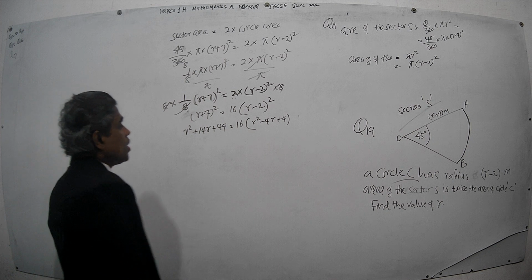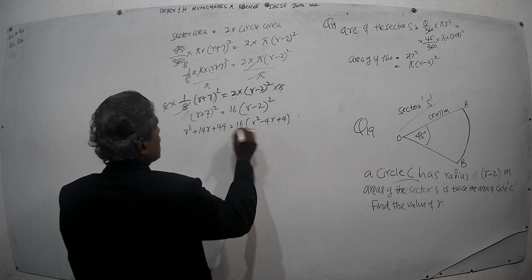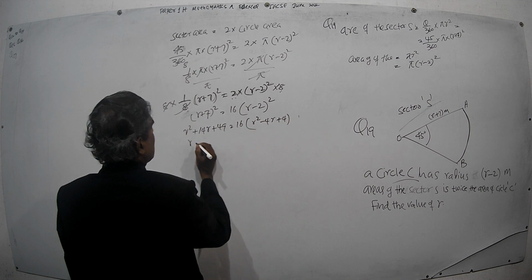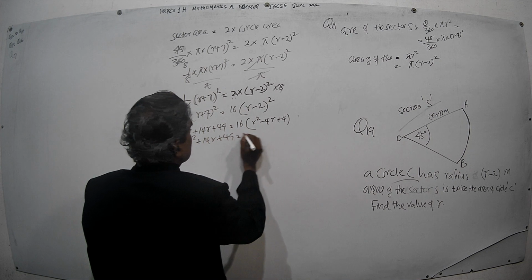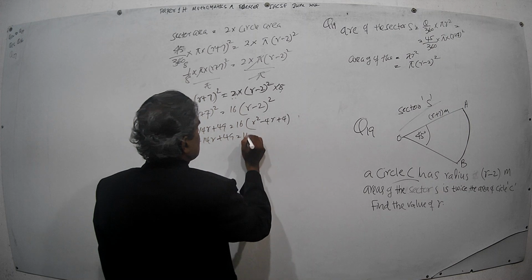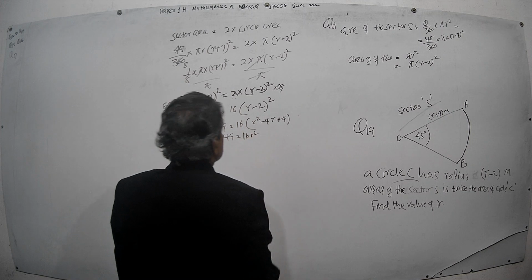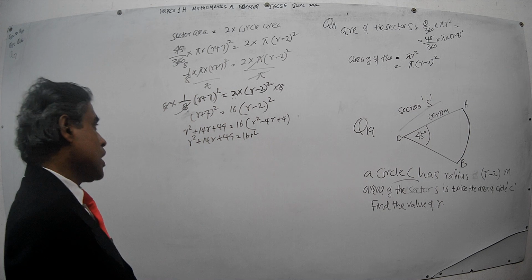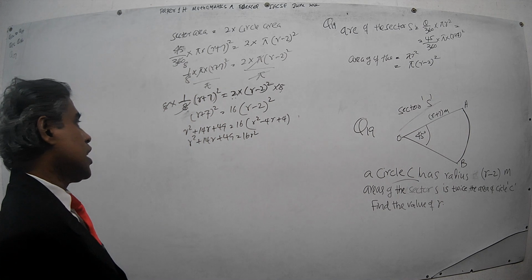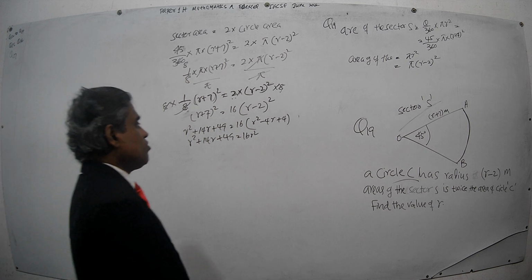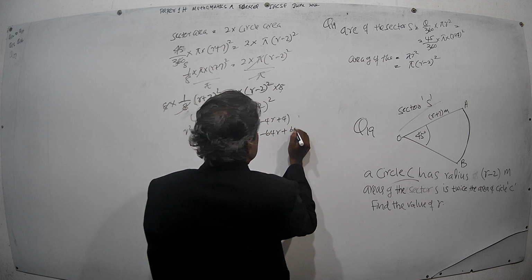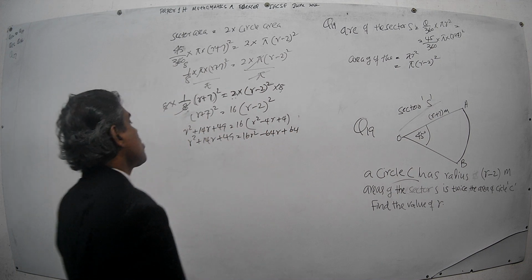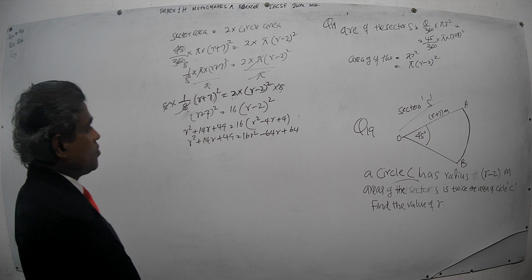Now we can multiply by 16. R squared plus 14R plus 49 equals 16 times R squared is 16R squared, 16 times minus 4R, 16 times 4 is 64, so minus 64R. Then plus 64 again, 16 times 4.